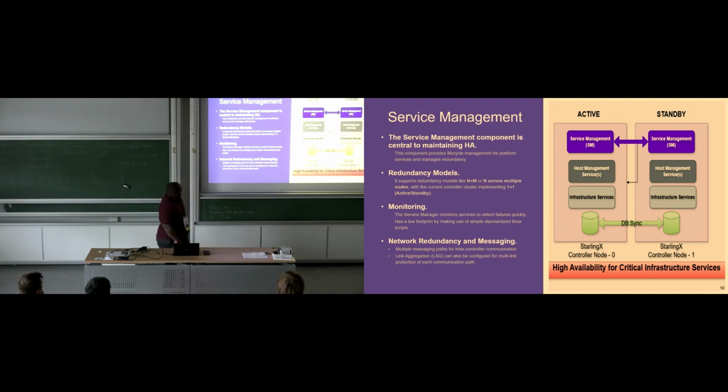And then what I'll generally be focusing on is in the service management area. So you have an active standby model, and then we tend to have a redundancy model. It's usually N plus M or N, where N is the number of active nodes, and M is the number of standby. Currently, we only have two controllers, but the software is written in such a way that you could have N controllers. So for now, it's 1 plus 1.